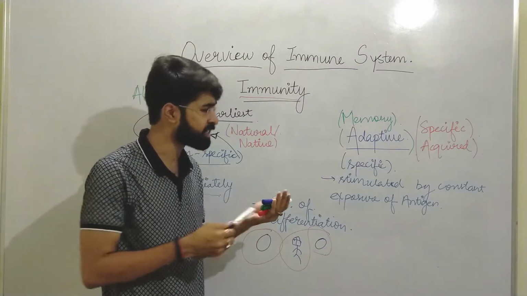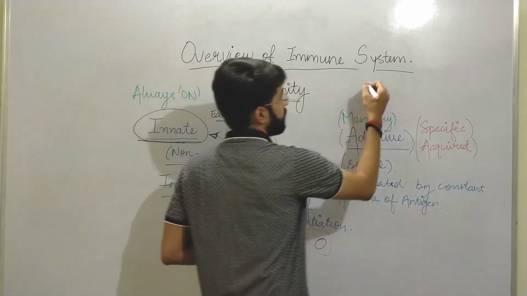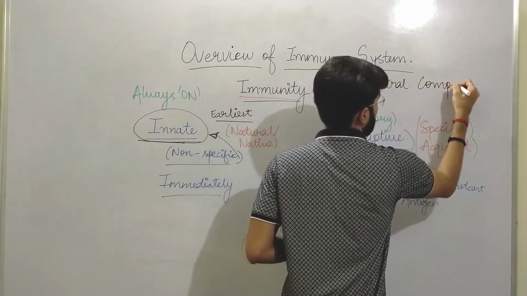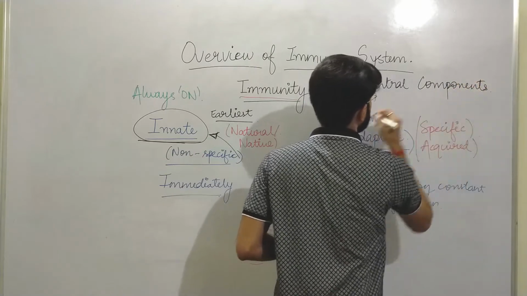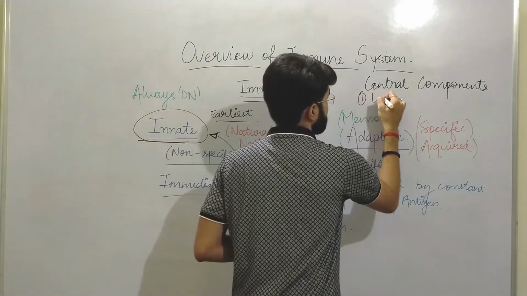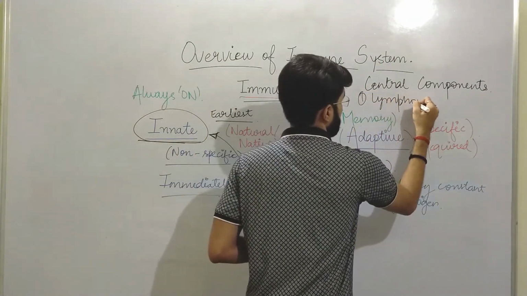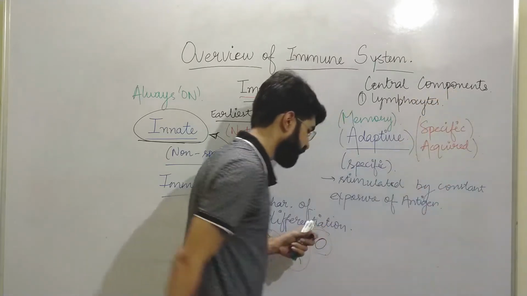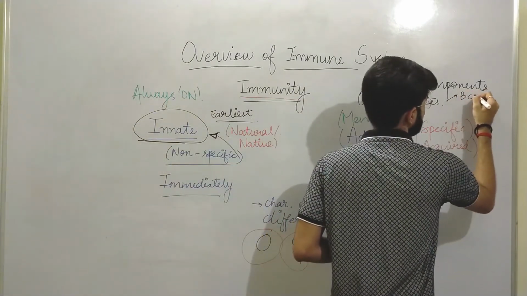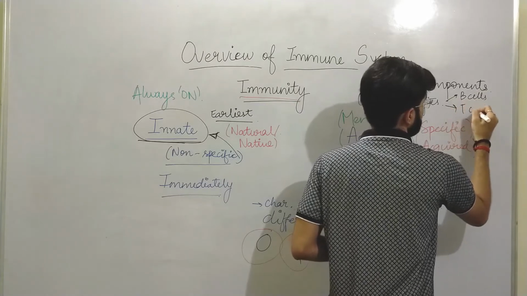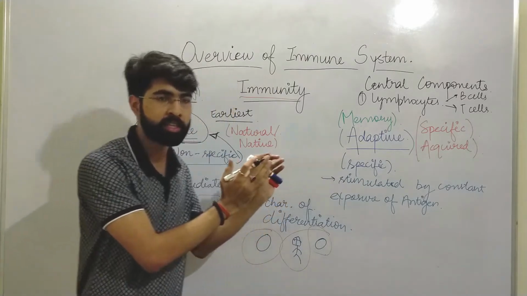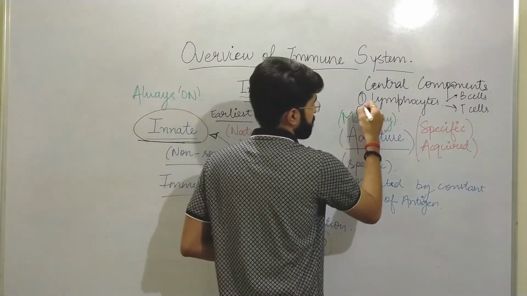Okay, so there are different central components of adaptive immunity. The two basic central components are lymphocytes, that is, the cells of the lymph, which are categorized into two parts, B cells and T cells. This we'll discuss later on in the video series; we'll go quite deep into these things. And the next is antibodies.